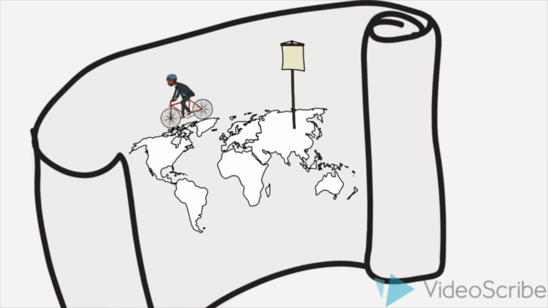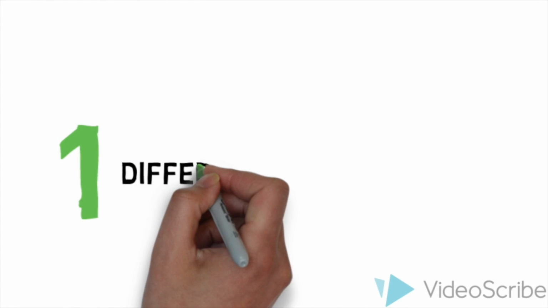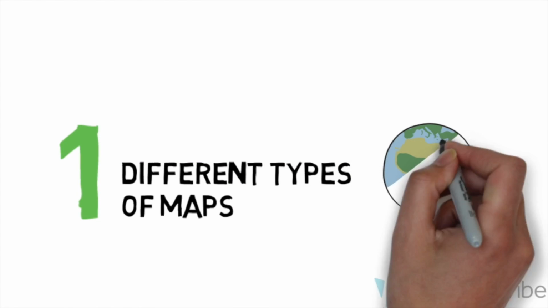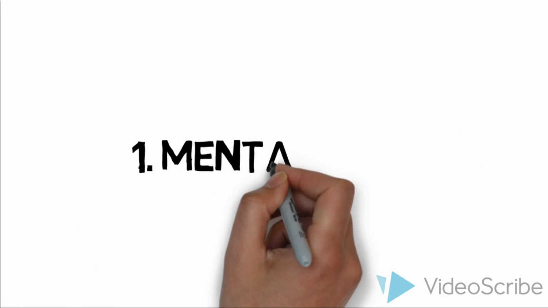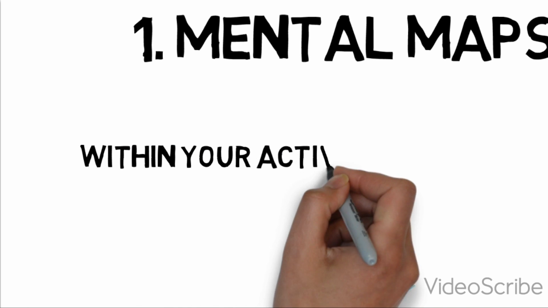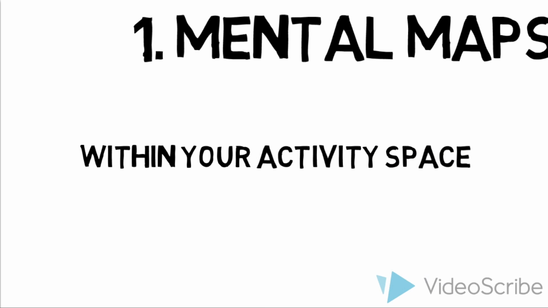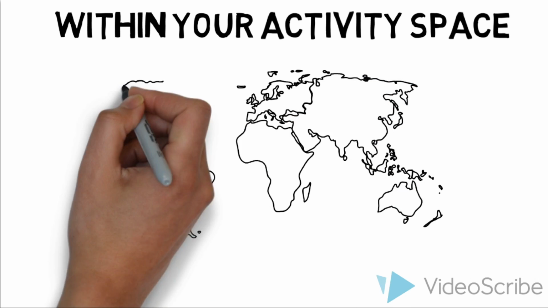Now, the first thing we need to do is to understand the different types of maps. There is a wide range of types of maps. The first type of map is called a mental map. A mental map is made when you partake in an event within your activity space. A mental map can also be made just by looking at the information from a map on a wall.